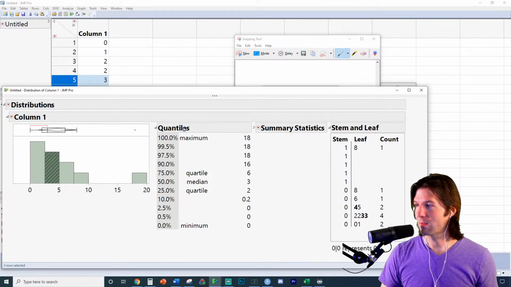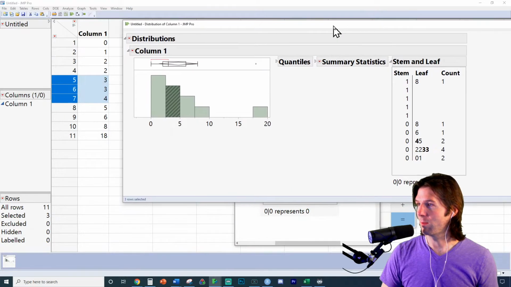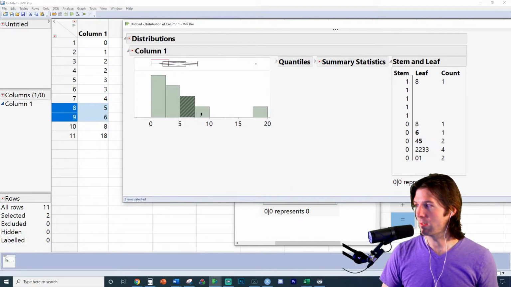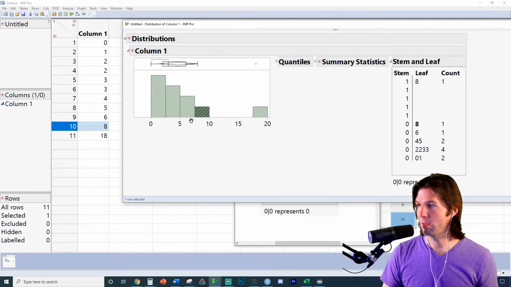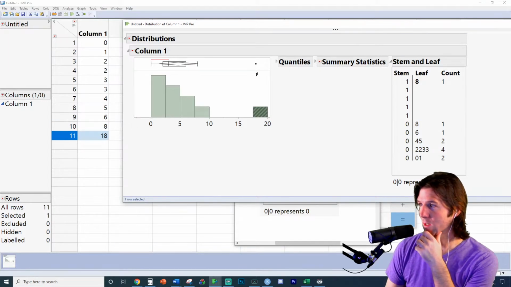We don't need this. Of course, it's not making enough space. Look at that, beautiful. You can see how it highlights the data in both plots. You can see the 8 is highlighted over here because 8 is between 7.5 to 9.999. And the 8 would be right here, and the 8's over here. We click this, and that's that one observation, which is our outlier.